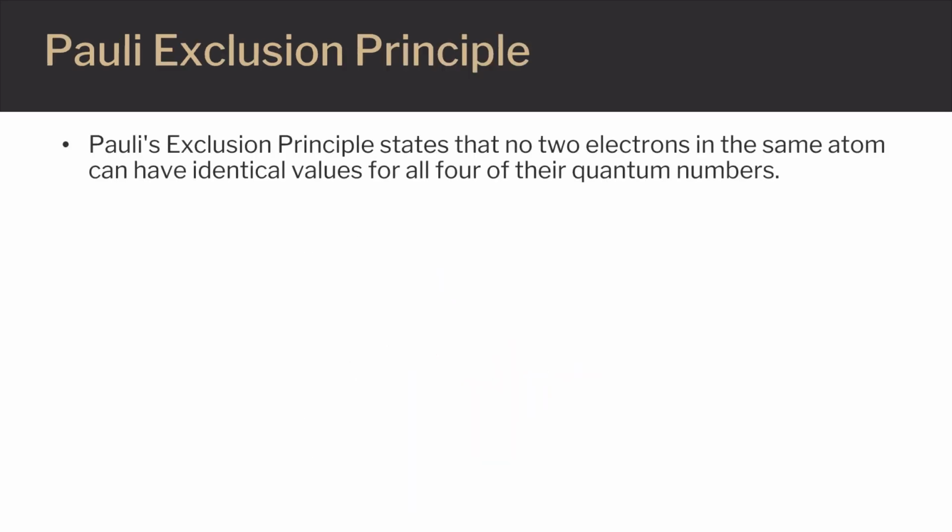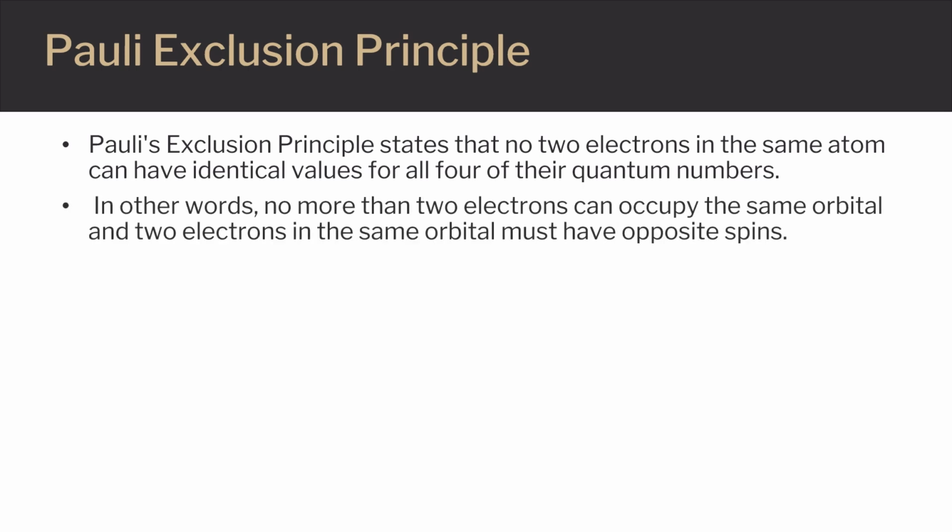Pauli's exclusion principle states that no 2 electrons in the same atom can have identical values for all 4 of their quantum numbers. In other words, no more than 2 electrons can occupy the same orbital, and 2 electrons in the same orbital must have opposite spins.